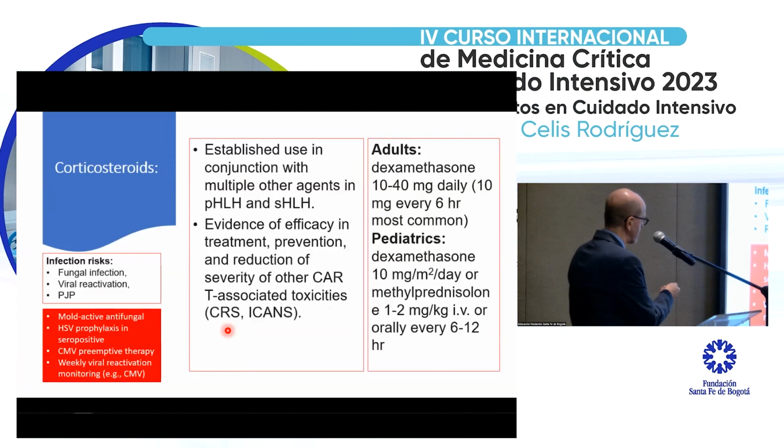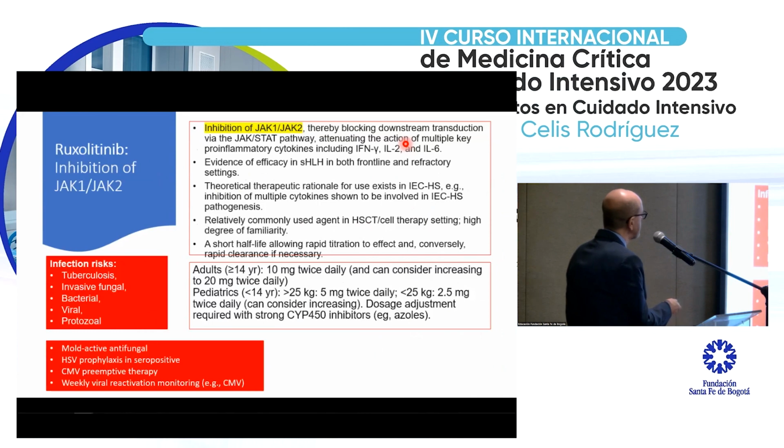Corticosteroids, there is not much to talk about them, but you also have to consider the fungal infection and viral reactivation and PJP risks. So therefore, you have to use prophylaxis and antibiotic therapy. The treatment, as you can see here in adults, is dexamethasone 10 to 40 milligrams a day, every 6 hours. In the pediatric patients, different doses, and methylprednisolone.